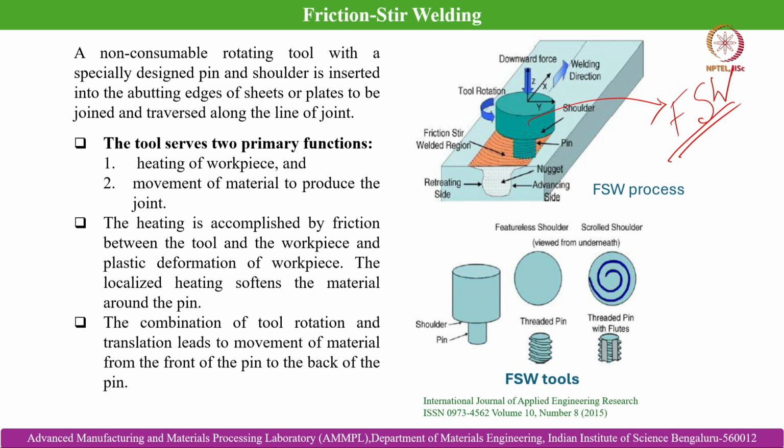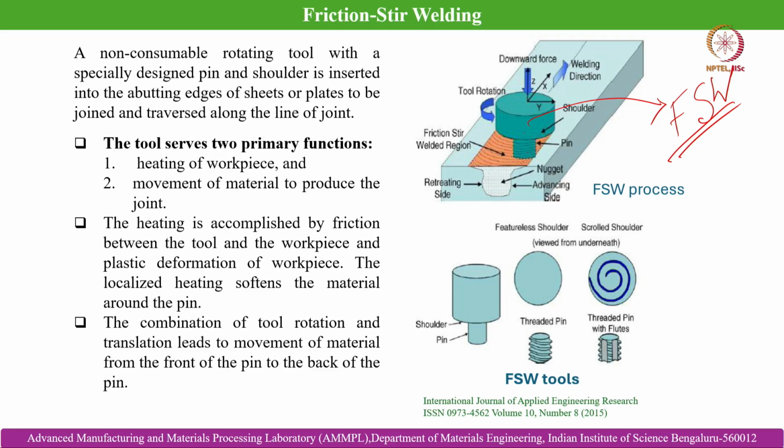The pin section goes inside the workpiece, and it is responsible for rotating inside the workpiece for joint preparation. The tool serves, number one, to heat the workpiece by frictional heating, and number two, to move material to produce the joint. The heating is accomplished by friction between the tool and the workpiece and plastic deformation of the workpiece. The localized heating softens the material around the pin, and the combination of tool rotation and translation does the rest.